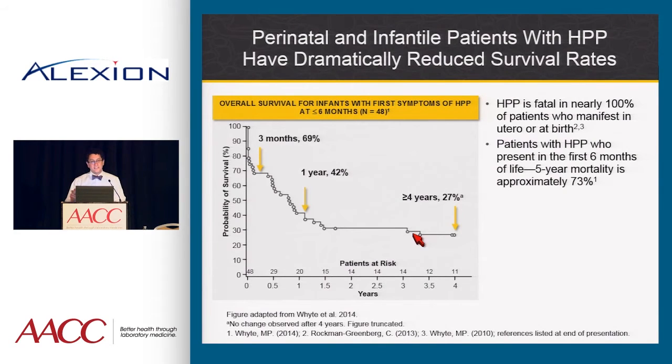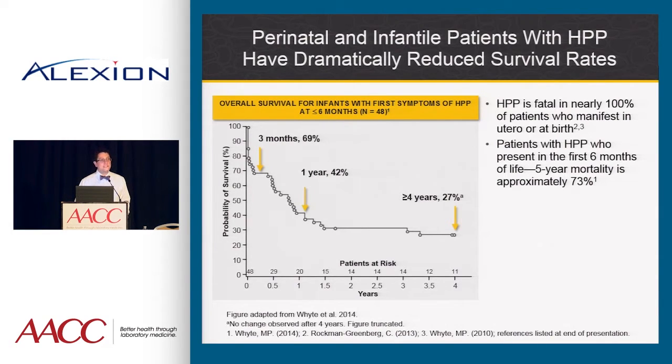So this is another key slide here. With any disorder, you want to ask, what happens to the patients? This shows you that patients with some of the severe forms of HPP, specifically the perinatal and infantile forms, when you look at their natural history, look at their survival curve. Basically, at 4 years, only a third of the patients are still alive. So that's a devastating systemic disease, right?